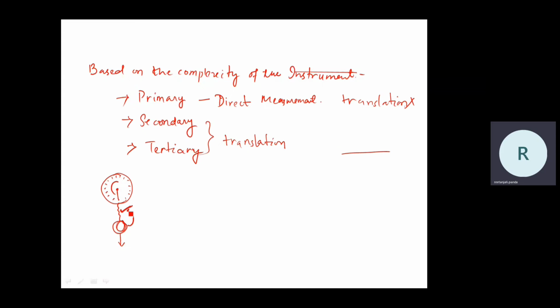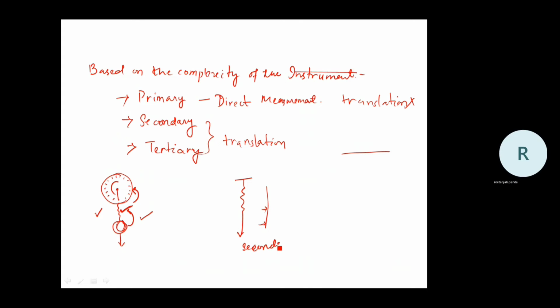So this is one translation, and this is a second translation. That's why translation occurs here. But this is not secondary measurement. In secondary measurement, only one translation will be available, just like if we are using a spring to measure deflection, that will be a secondary measurement.